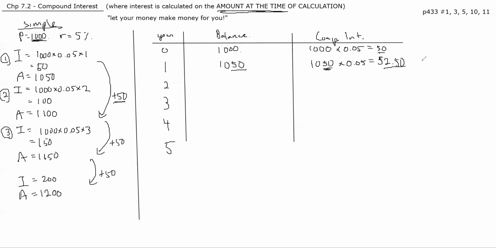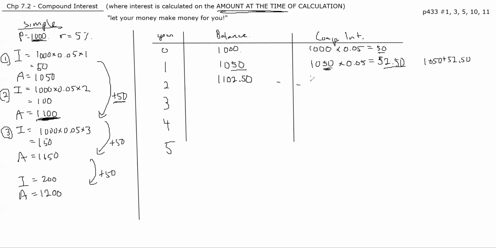So add $52.50 onto $1,050. My balance the next year would be $1,102.50. Compare that to simple interest. I have $2.50 more.